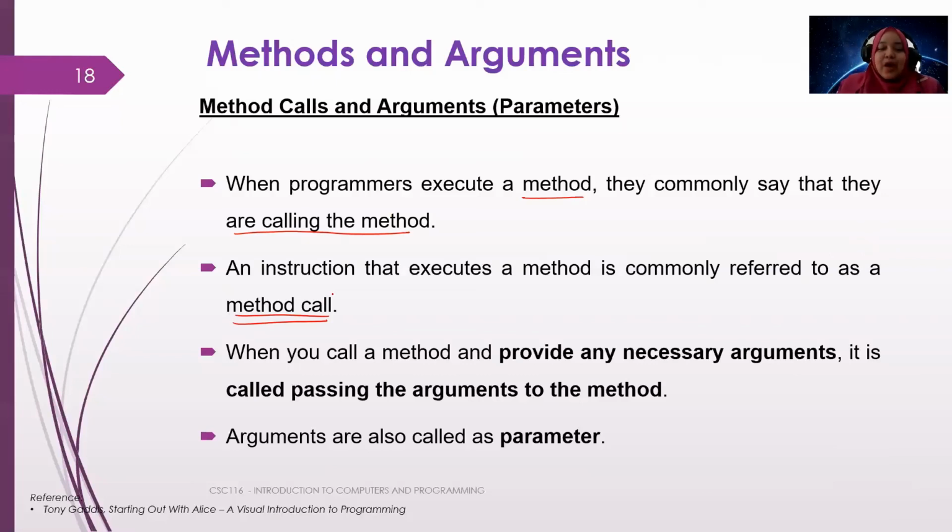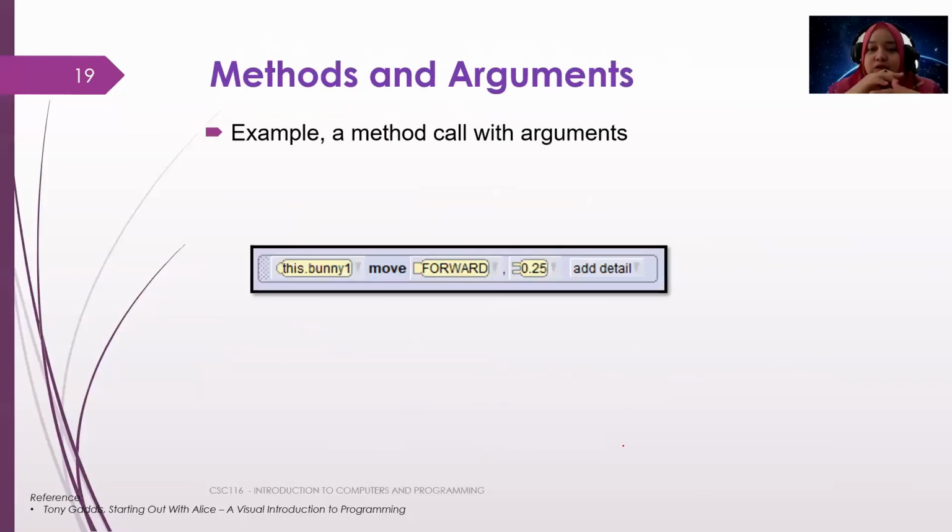Itu maksud dia. When you call a method and provide any necessary argument, it is called passing the argument to the method. Okay, arguments are also called the parameter. Argument ni boleh jadi macam-macam, tak kisah, bukan data saja. Duration, okay, ada kan masa kita wish tu kan saya ubah 1.0 lah 2.0, itu contoh-contoh argument.